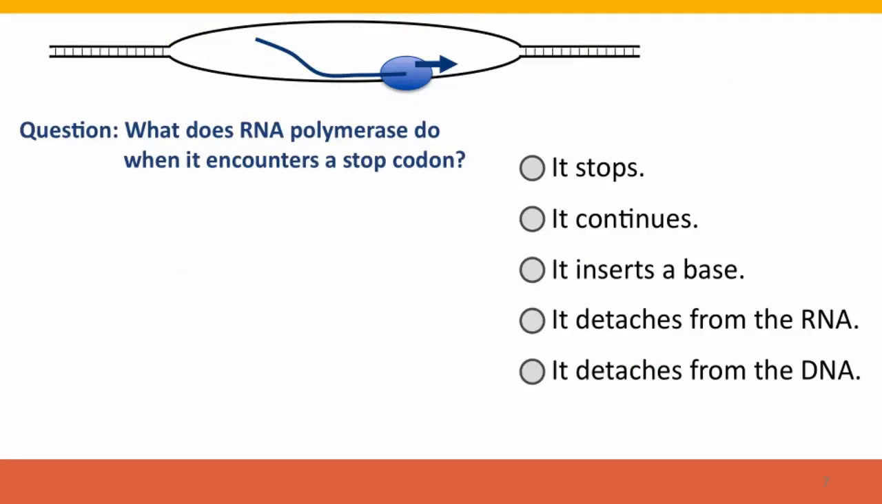So here's a question. What does RNA polymerase do when it encounters a stop codon?